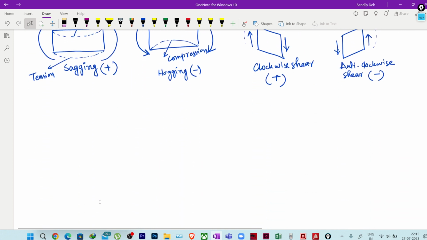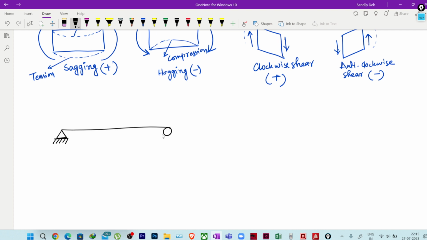Now let's come to our problem. Let us draw the problem again. Here we have a beam, it is pin supported here. We all know this is the symbol of pin support, and this is a roller support.